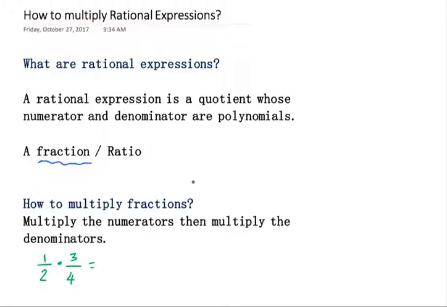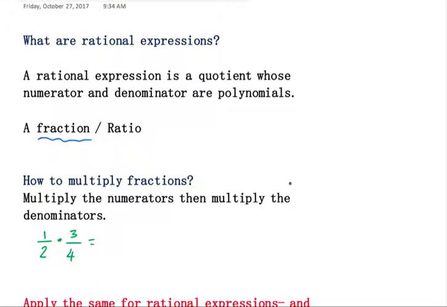So before we delve into multiplying rational expressions, let's talk about how to multiply fractions. A reminder. Now, to multiply fractions, you have to multiply the numerators together and the denominators together. Do we need to get a common denominator? You absolutely do not. You could get it if you want to, but you don't need it.